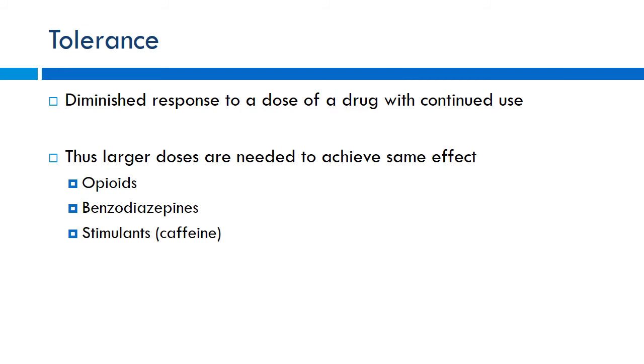Benzodiazepines, which I mentioned, like Valium being one of those, are used for sleep. They can be used for seizures. People can have very violent reactions when they're withdrawing off of that. And then stimulants as well.